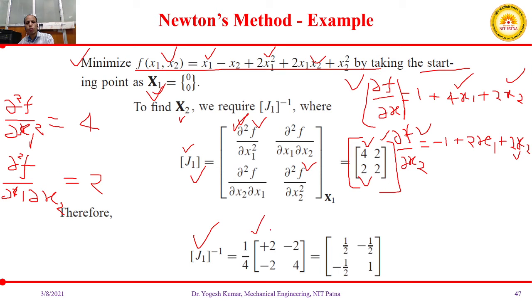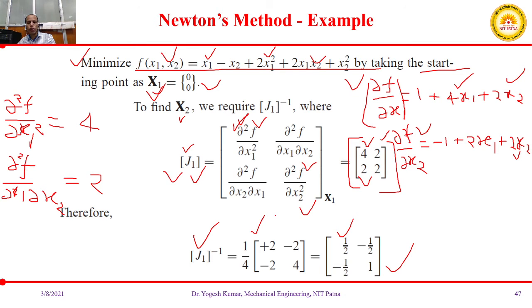So we have calculated J1 equal to this, and we need to take its inverse. I hope all of you know how to calculate the inverse of a given matrix. If you evaluate the inverse of this particular Hessian matrix, this will be 1 by 2, minus 1 by 2, minus 1 by 2, 1, right? So this is the inverse of your Hessian matrix calculated at your starting point, which is x1.